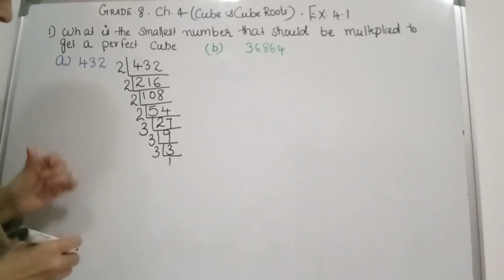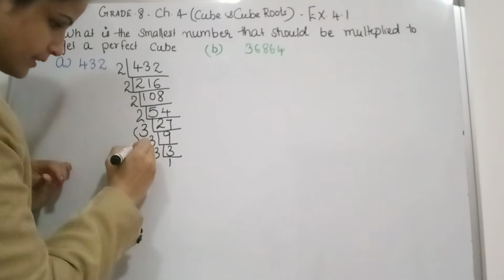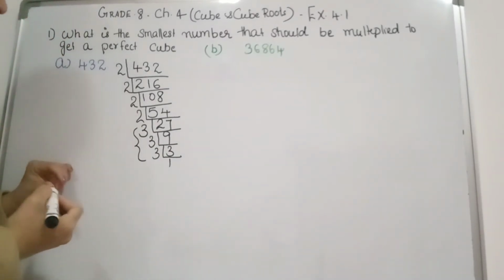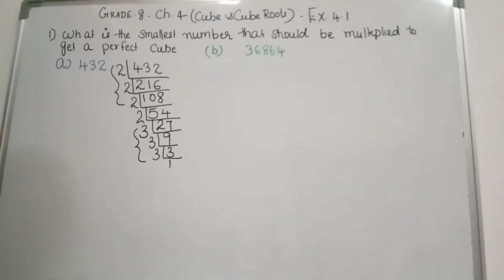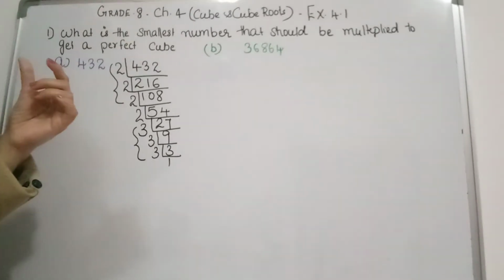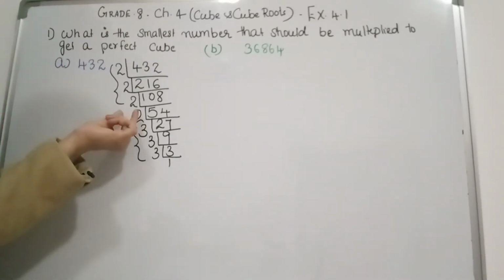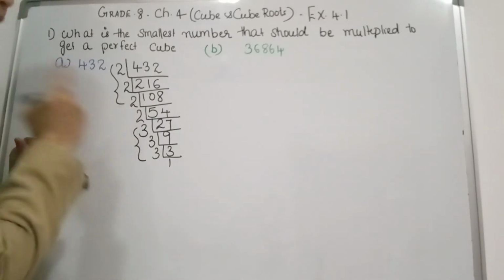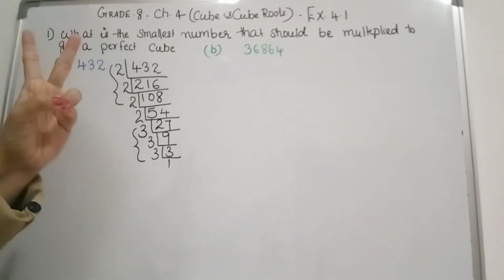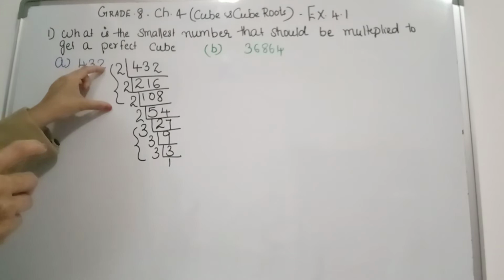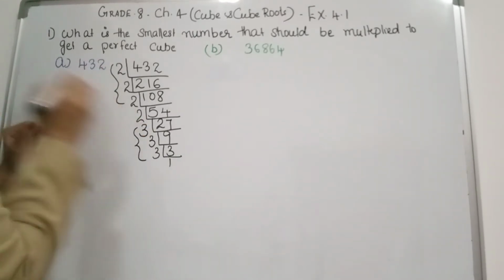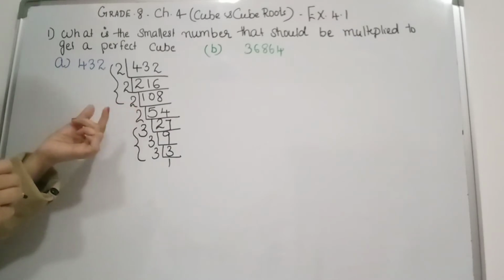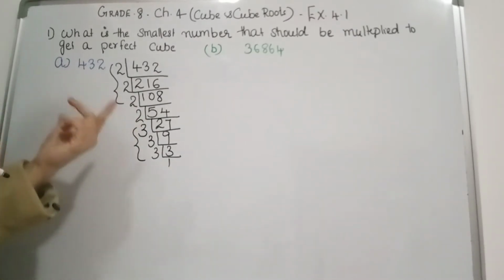Here you check, there are 3 3's, and here there are 3 2's. So to make a perfect cube, here there is only 1 2. So we need 2 2's. So this is a triplet, this is also a triplet, but here there is only 1 2. To make this a triplet, you have to multiply this by 4.